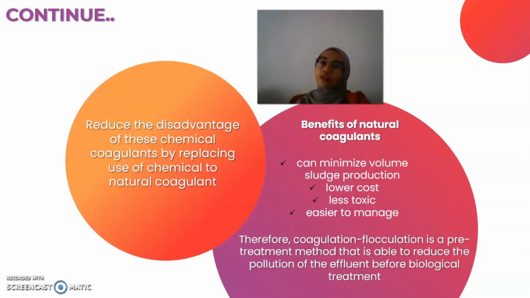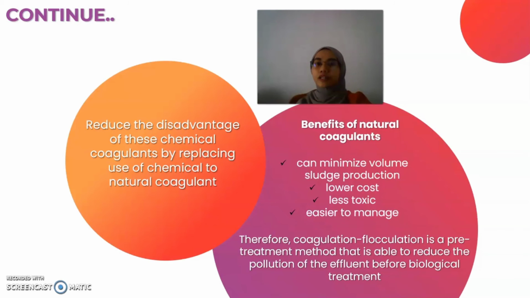Therefore, the option to reduce the disadvantages of chemical coagulants is to replace them with natural coagulants. Natural coagulants provide benefits and advantages. They can lower the volume of sludge production, lower cost, are less toxic, and are easier to manage.